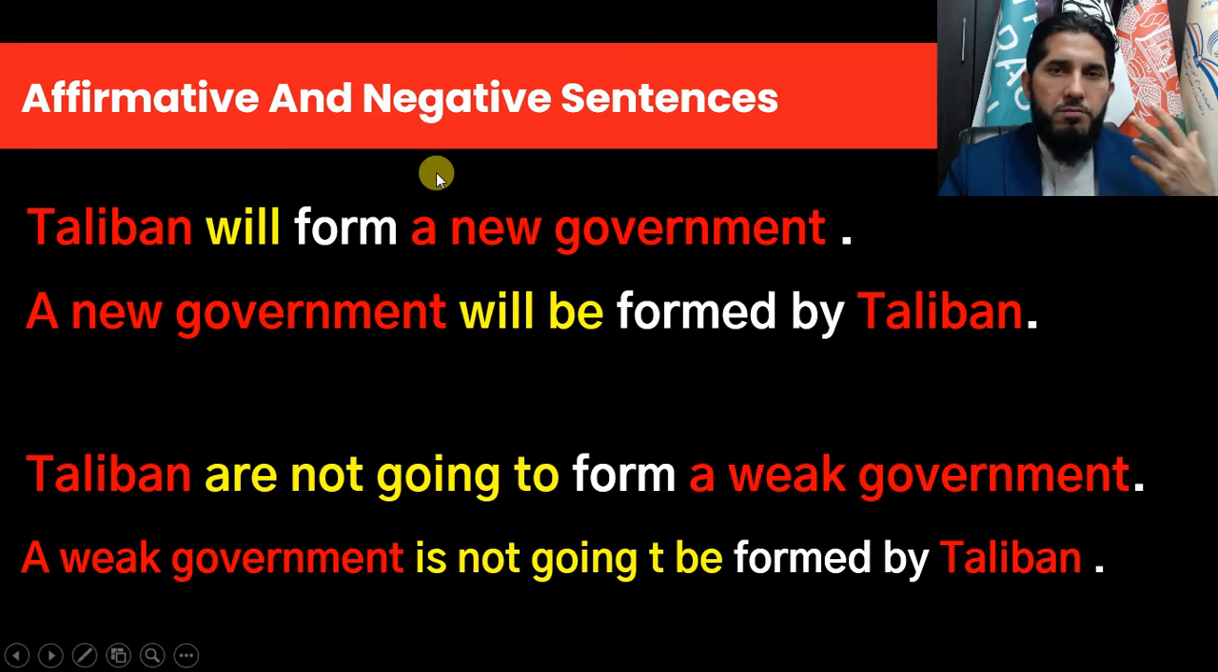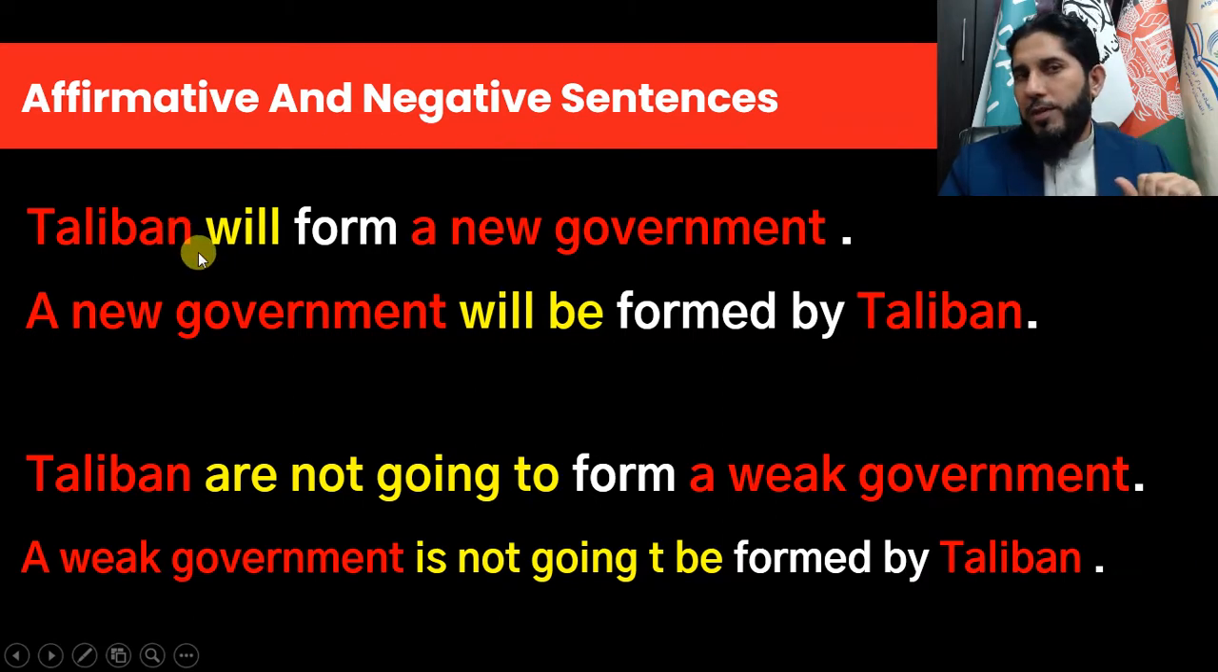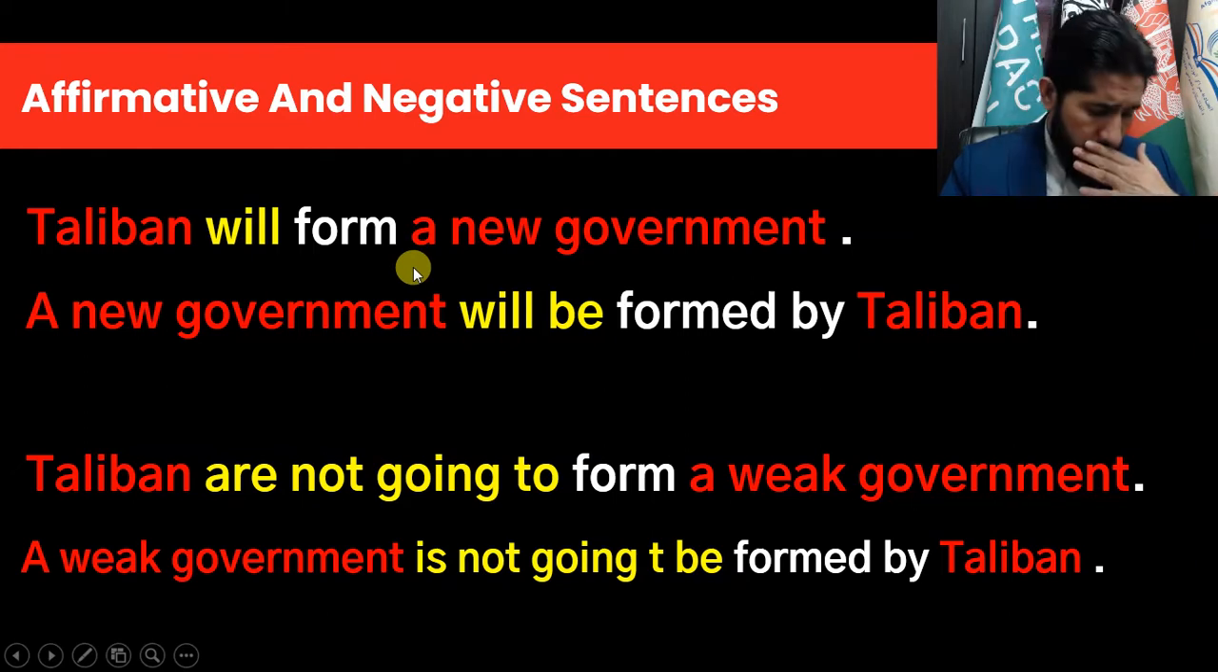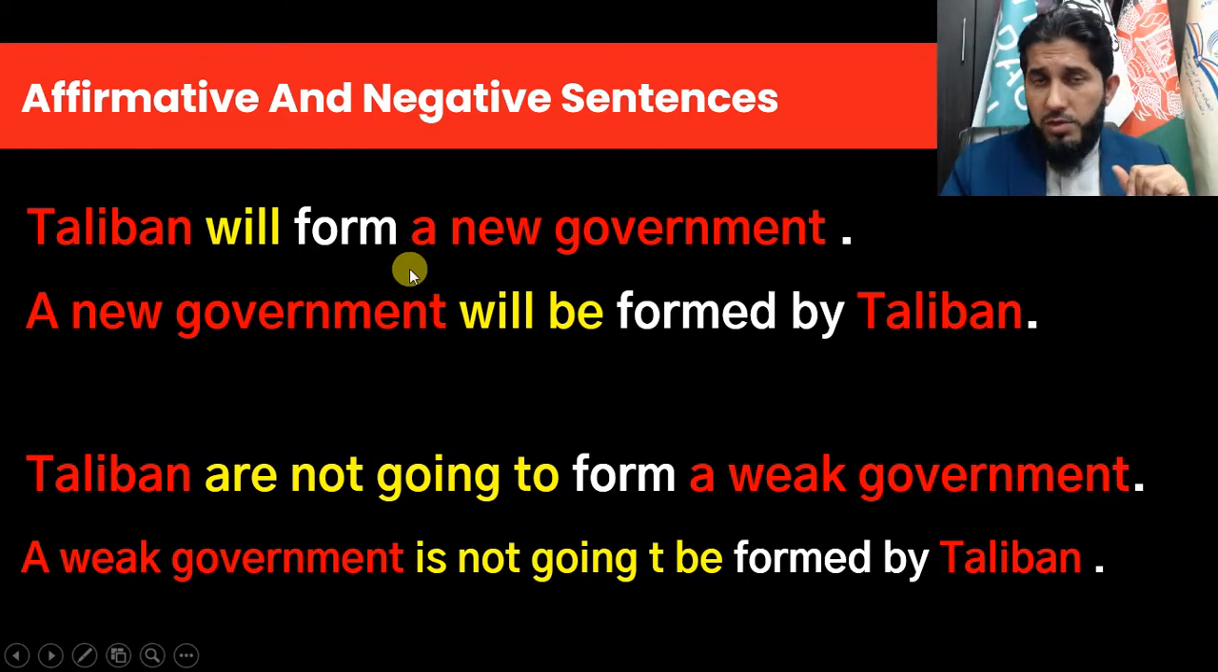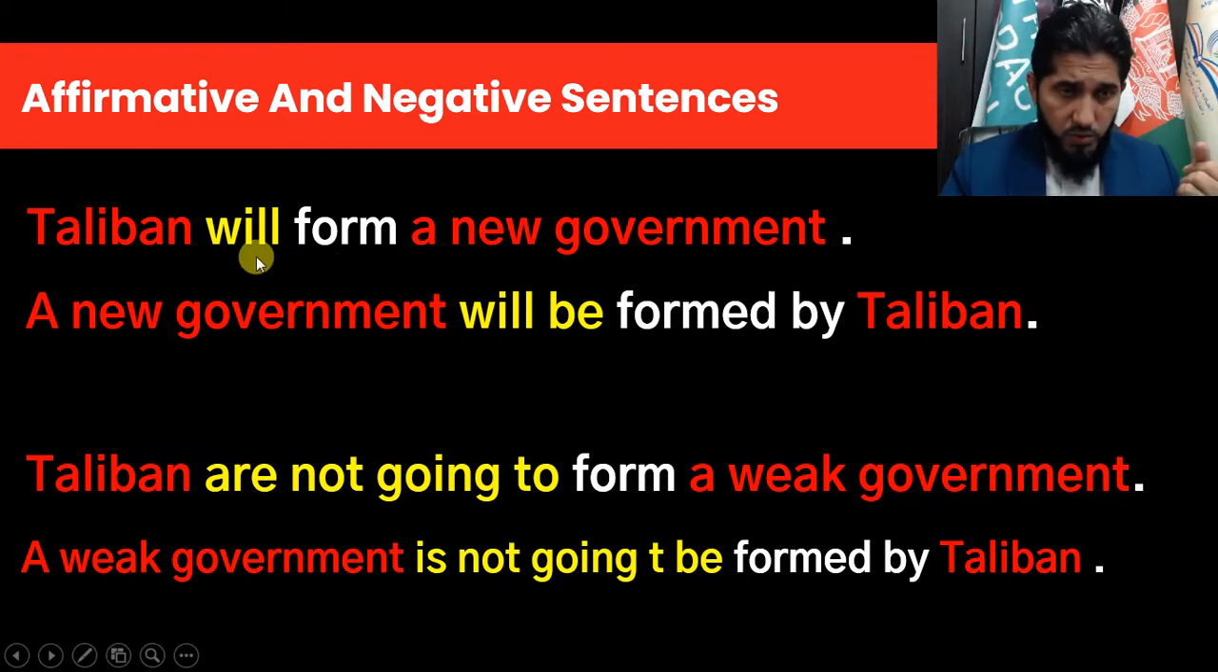Simple future tense, affirmative and negative sentences. Look at the first example. Taliban will form a new government. So you can use be going to. You can say Taliban are going to form a new government. These two auxiliaries are commonly used in simple future tense: will and be going to.